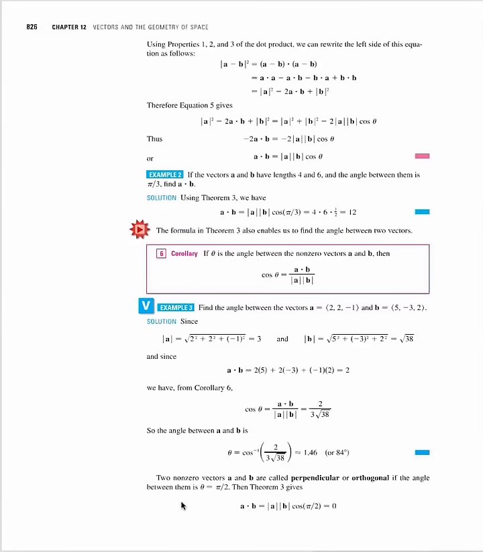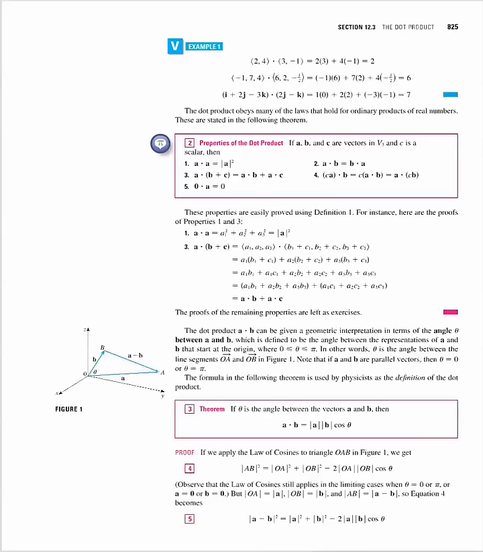Okay, so at the bottom of page 826, we give you a new word, orthogonal, for an old concept, perpendicular. And so we say that two vectors are perpendicular if the angle between them is a right angle, if it's pi over 2. And so that means if the angle between them is pi over 2, then we have a cosine of pi over 2 in theorem 3. And cosine of pi over 2 is 0.